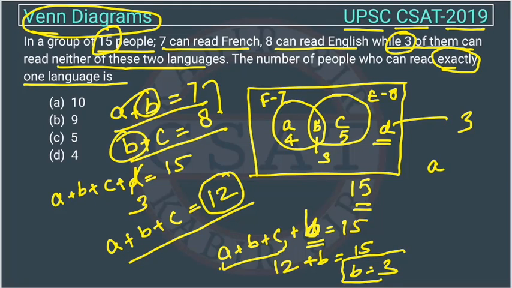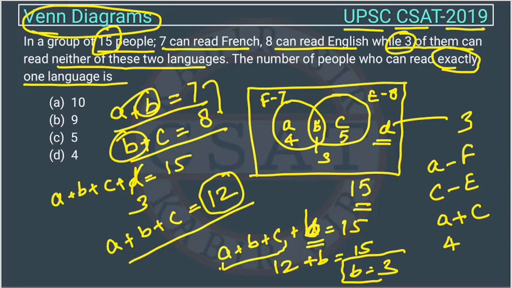A is showing the people who are reading only French, but B is showing the people who are reading both. They can read French also and they can read English also, but A is the number of people who can read French, right? And C is representing those people who can read English. So the question is asking the total number of people who can read exactly one language. So this will be A plus C.